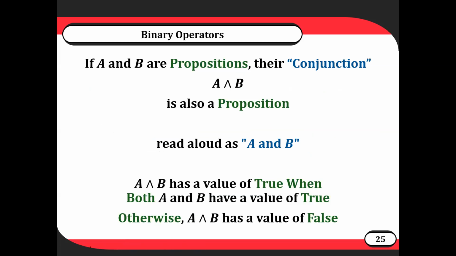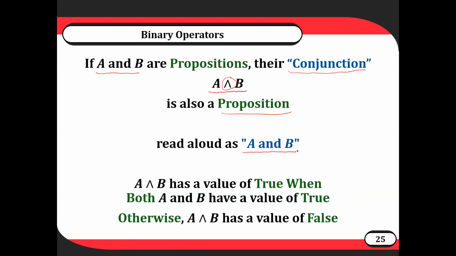All right, so there's also binary operators. We looked at binary math operators like plus, minus, multiplication, division. So if we have two propositions, A and B, their conjunction is also a proposition. So these are propositional logic expressions now. So this little symbol is the AND. So this is A and B.